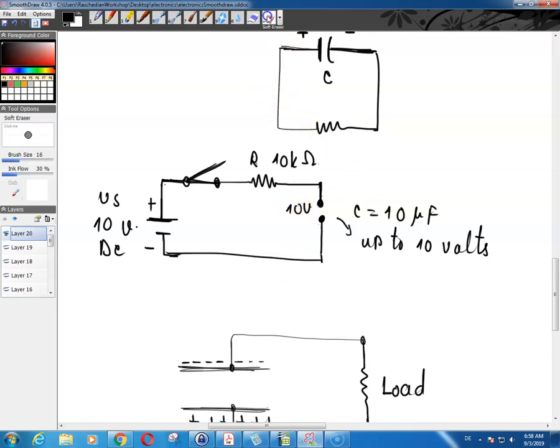Now suppose that instead of the open circuit section over here, I put a capacitor over here. I install a capacitor over here. In that case, since we had 10 volts DC, the capacitor would charge up to 10 volts, and that would be the voltage of the capacitor.